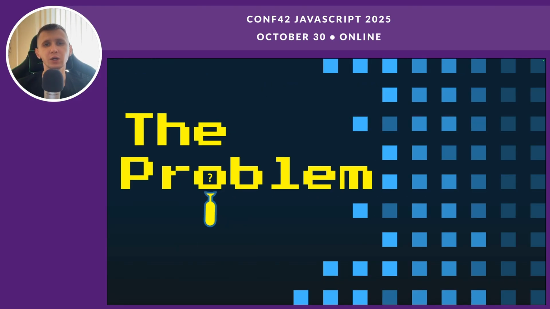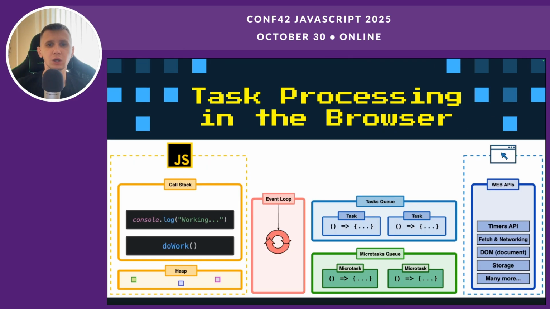The problem. To understand the beauty of scheduler.yield, we first need to understand what problem it's trying to solve. And for that, let's quickly refresh how JavaScript processes tasks. In other words, how task processing in the browser works. I'm sure many of you have seen diagrams like this before: the task queue, the event loop, the call stack. This one isn't perfect, but it gives us the big picture. Let's walk through the main ideas step by step.